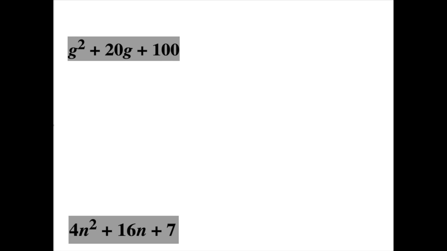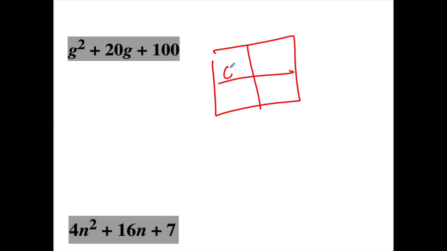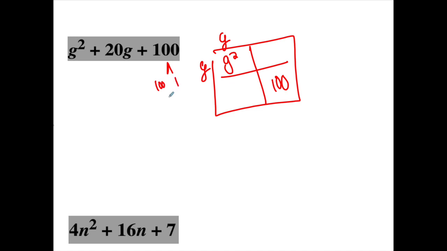G squared plus 20g plus 100. Seems like the same thing, right? Alright. So let's try this again. So we got g squared plus 100. So I've got g and g. Now how can I make 100? Well, notice the first thing that comes to mind is 1 times 100. But we also have 10 and 10.